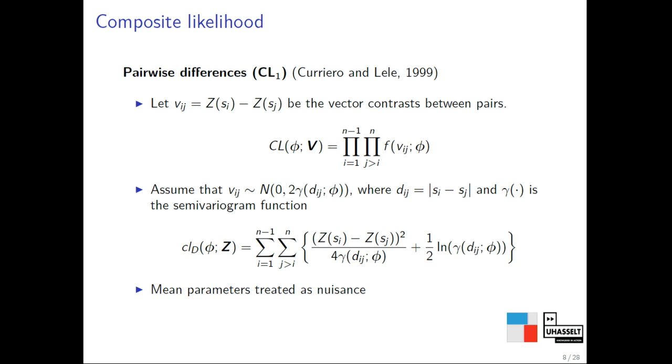Carriere and Lele in 1999 came up with the pairwise difference method. So you take a contrast of pairs between two different points and use this instead, a function of the pairs instead of the full function of your likelihood. And so essentially it's just a difference between the mean of each observation per spatial point. And so you have your covariance function and your differences, which are the main components of your model. But the problem with this is that the mean parameters are treated as a nuisance. So if you want to know the means in your regions, then with this method, you cannot get those details.